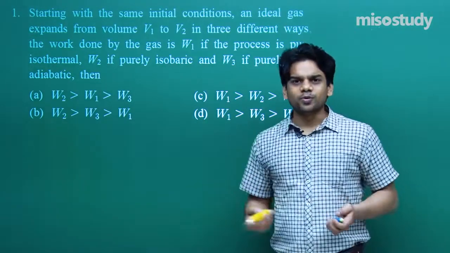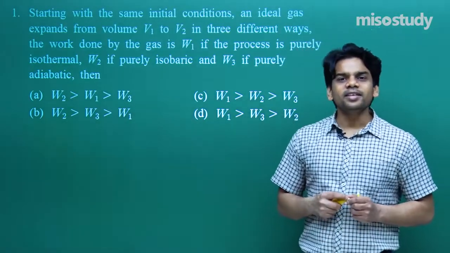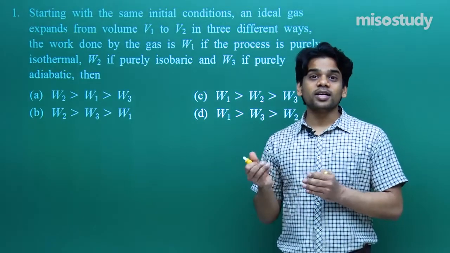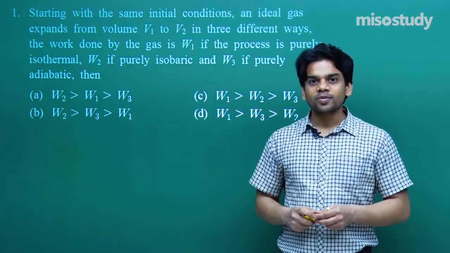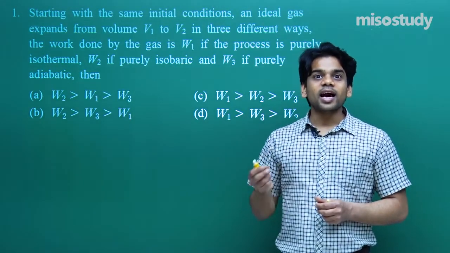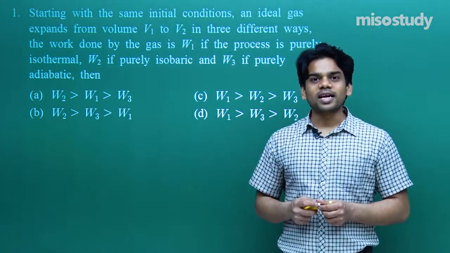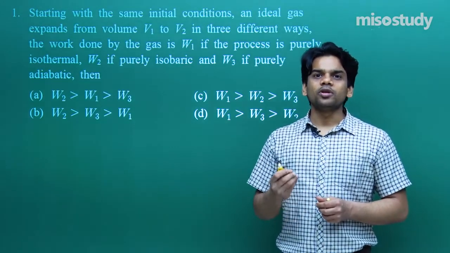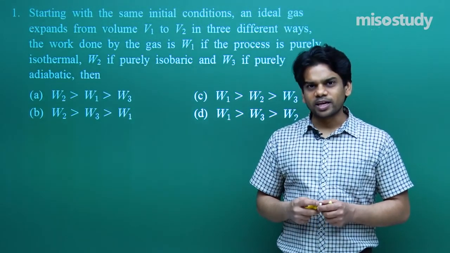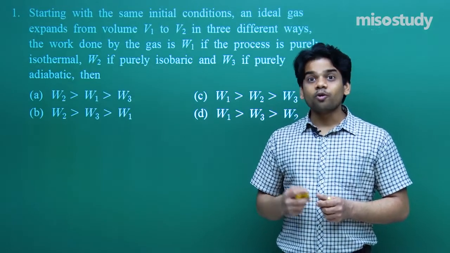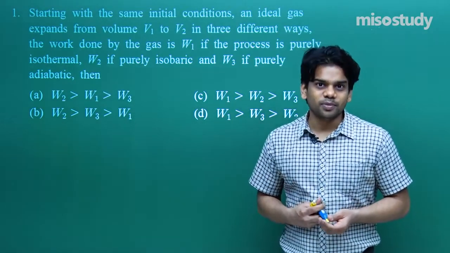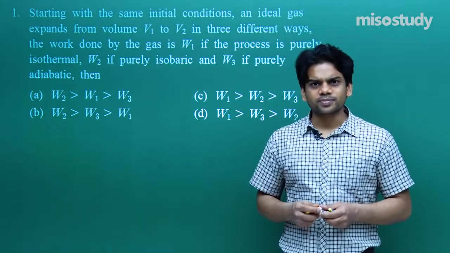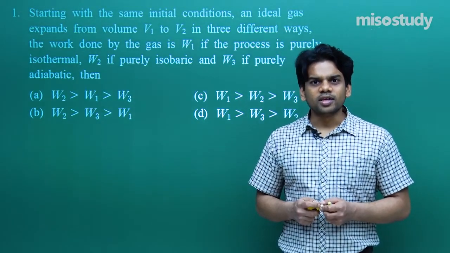So what can we do? We can apply the equations. We all know that work done during an isobaric process is W equal to P delta V. Work done during an isothermal process is 2.303 nRT log V2 by V1. And for work done in an adiabatic process, as I have told, it's (P1 V1 minus P2 V2) divided by (gamma minus 1). That is what we have learned for these 3 work done cases.